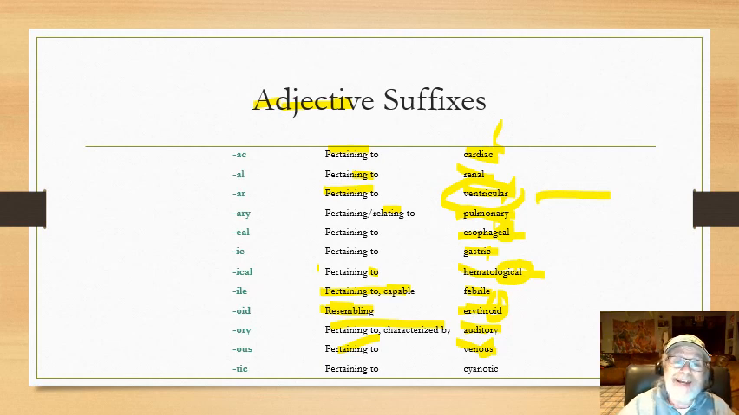TIC, pertaining to cyanotic coloration. Coloration would be the noun. What type of coloration is it? Cyanotic. Cyano, like we talked about, means blue.